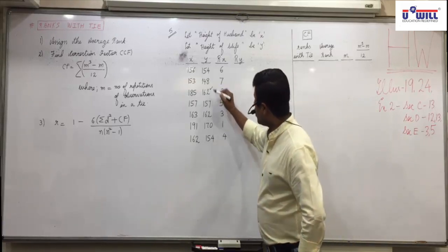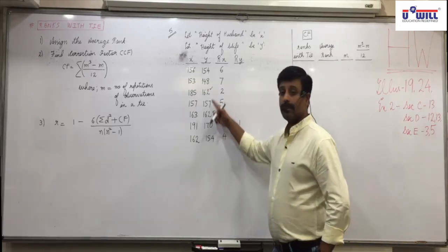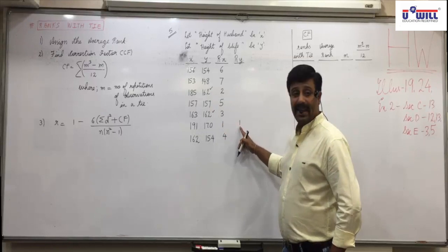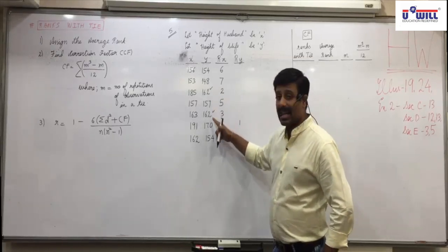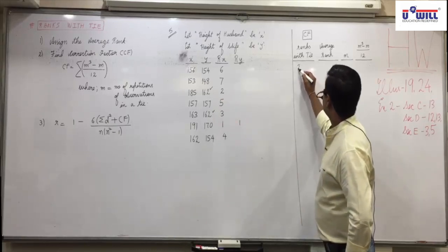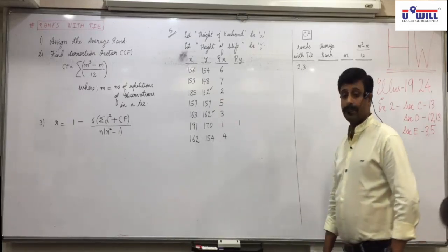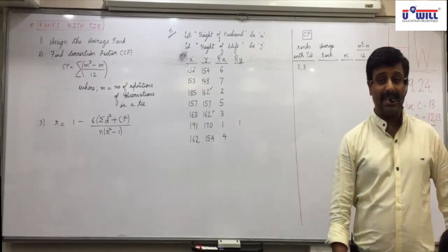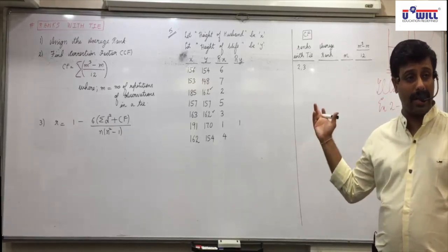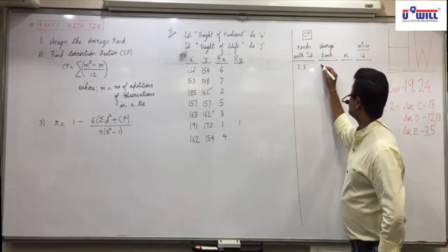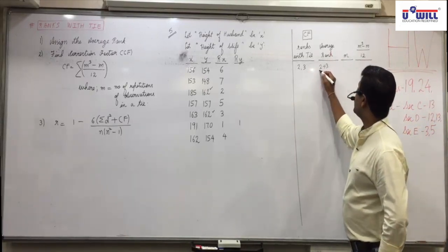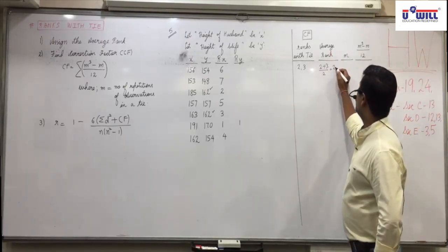162. But 162 comes 2 times. 170 we gave first rank. So there is a tie in which ranks? Second and third. Ranks with tie, write down 2 and 3. As I said, when there is a tie, first we have to make the workings. Did you write this? How will you find the average of this? 2 plus 3 divided by 2, 2.5.